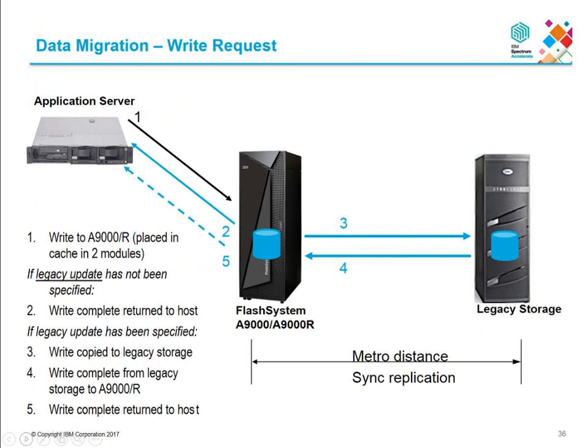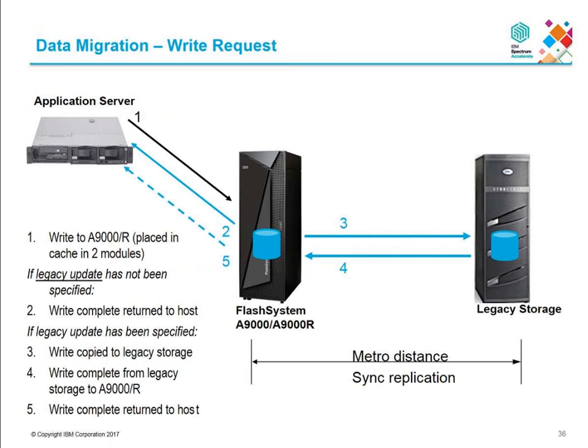So for a write request while I'm doing this, I've got a mistake here, right? It should be 3 modules, not 2. That's right, I'll fix that. So again, I write to the A9000. I have 2 options on the migration: I can specify to keep the legacy updated or not. If I've specified to keep the legacy updated, then I take that write information, write it down to the legacy storage, get the acknowledgement from the legacy storage, and then I acknowledge the host. So I've essentially created synchronous replication between the A9000 and the legacy storage.